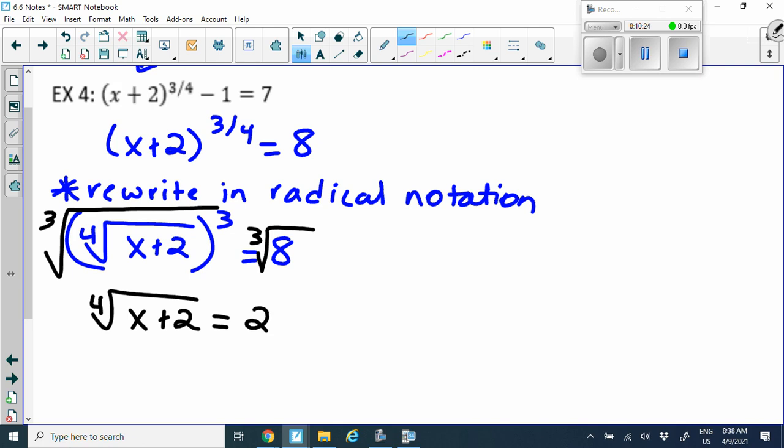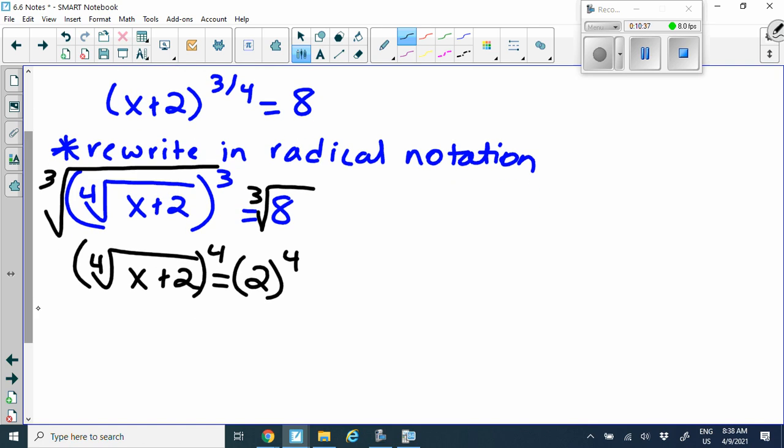Now remember, because we have an odd root, we don't have the plus minus, because with odd roots, you only get one solution. Now I'm going to take this whole thing to the fourth power, and 2 to the fourth, you can plug that into your calculator. Hopefully you already know how to do that. So my power and my fourth root cancel each other out. 2 to the fourth gives me 16, and now I just subtract 2 from both sides, and when I do that, I get 14 as my final answer.